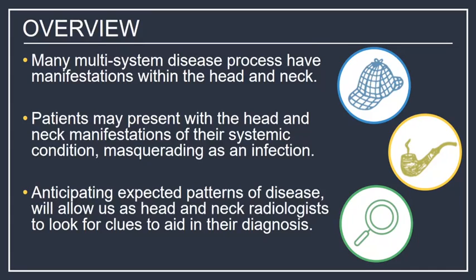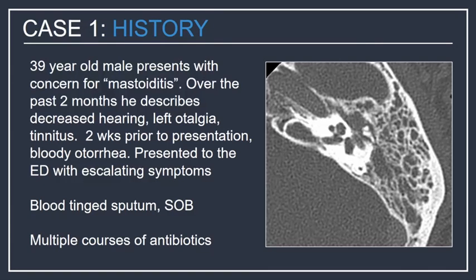Many multisystem disease processes have manifestations within the head and neck, and patients may present with the head and neck manifestations of their systemic condition, and oftentimes it presents masquerading as an infection. Anticipating these expected patterns of disease will allow us as head and neck radiologists to look for some additional clues, looking for that second, third, and fourth finding in their imaging to help aid in their diagnosis. So the format of the talk today is case-based.